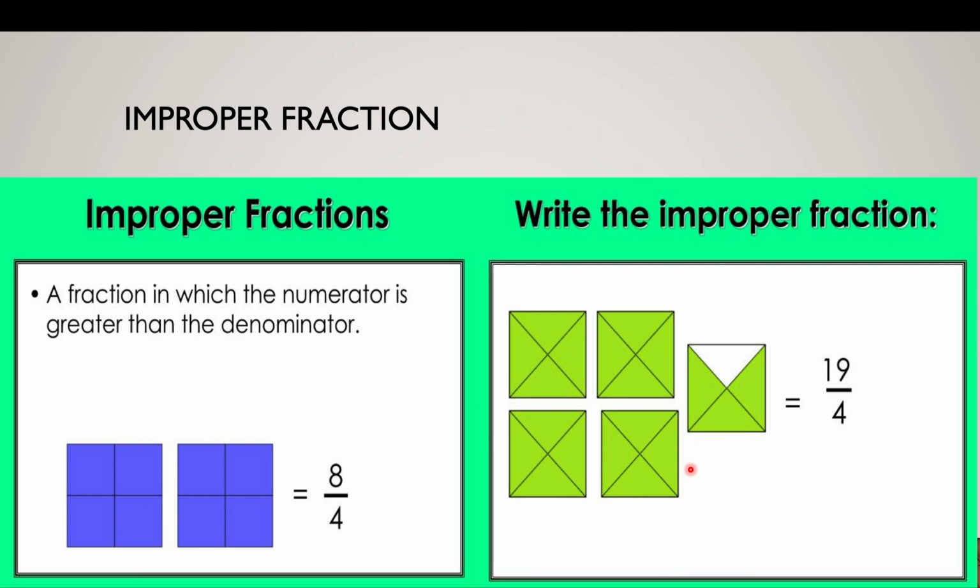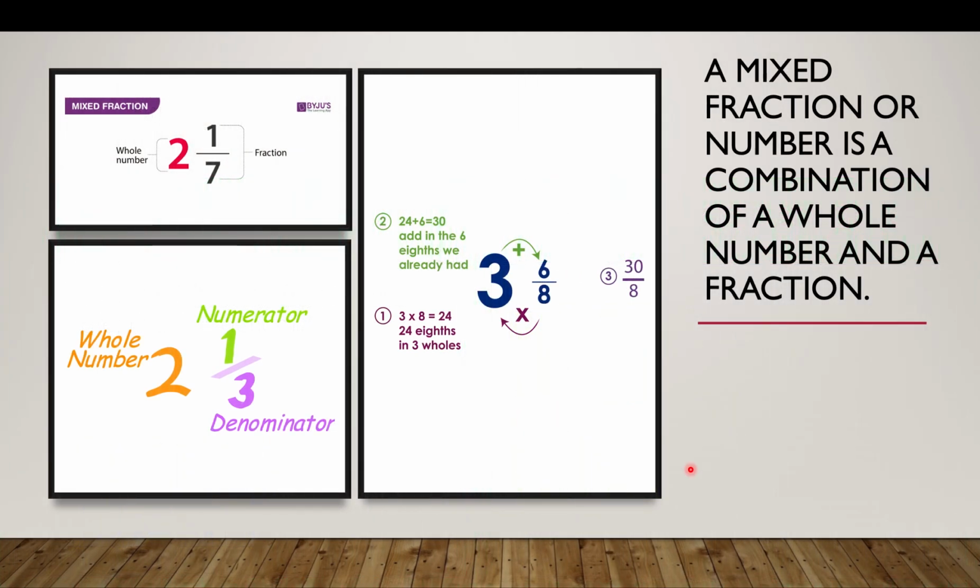Improper fractions usually turn into mixed fractions, where there are many parts to the problem, and you have to turn them into whole numbers.